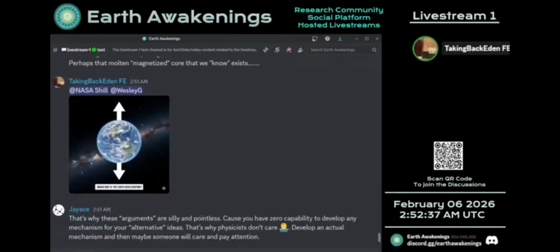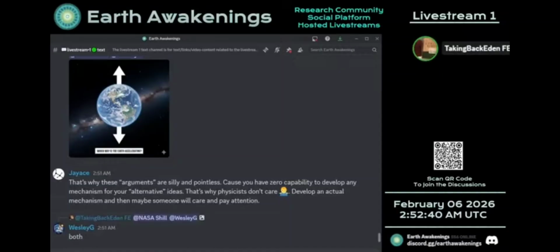I posted an image of the globe with two directional arrows. So Wesley, can you explain how it's moving in both directions simultaneously? It's not moving. It's accelerating because of the bending of space-time. Okay, can you explain that in a little bit more detail? You apparently not.